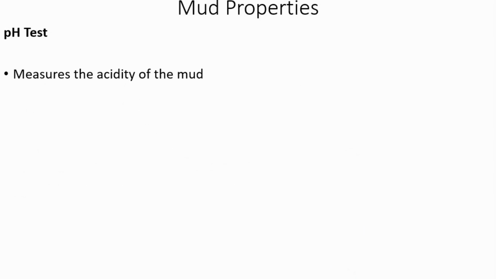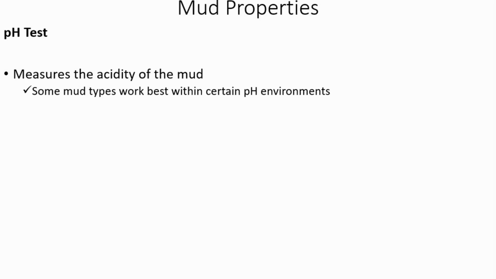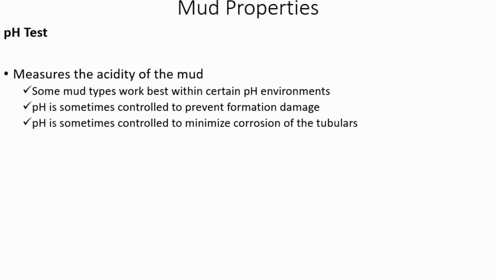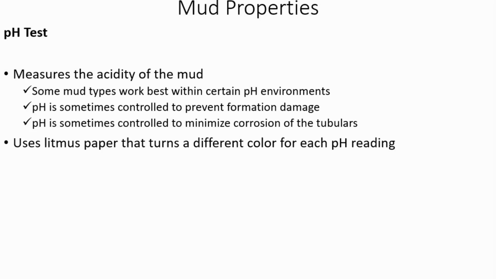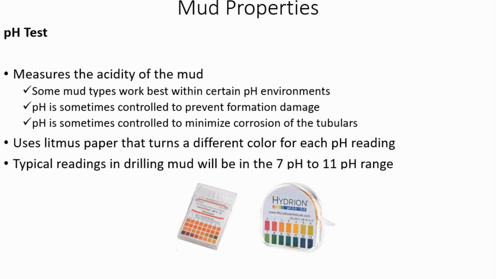Next test is the pH test. It's a measure of the acidity of the mud, or more correctly, the hydrogen ion concentration of the mud. So some muds work best within certain pH environments, so for certain types of mud you must maintain the pH at a certain reading. Other reasons for maintaining it are that sometimes you could control it to prevent formation damage, or you want to minimize corrosion on your tubulars, and you use a litmus paper that turns a different color for each pH reading. Typical readings might be anywhere between 7 and 11.